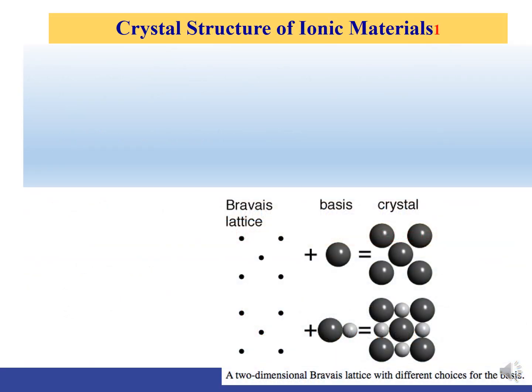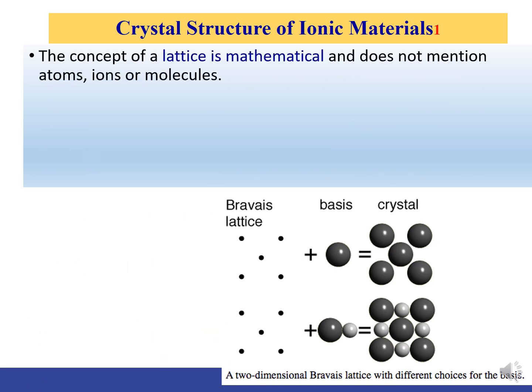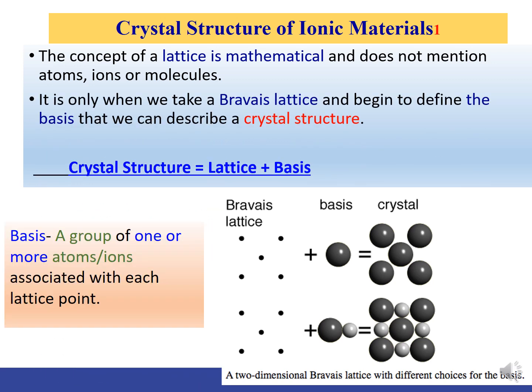Now let's review the crystal structure and its relation to the lattice point one more time. The concept of a lattice is mathematical and does not mention atoms, ions, or molecules. For example, if you have a cube, we know it must have 8 corners and 6 faces. So it's a pure mathematical concept. It doesn't have anything to do with materials or crystal structure. In materials, we borrow this lattice concept and we add bases to the lattice to define the crystal structure. In other words, crystal structure equals the lattice plus bases.